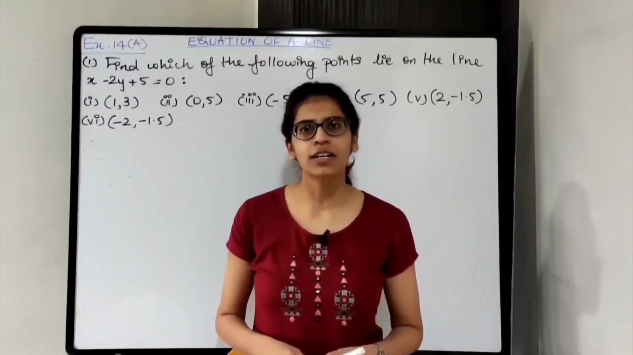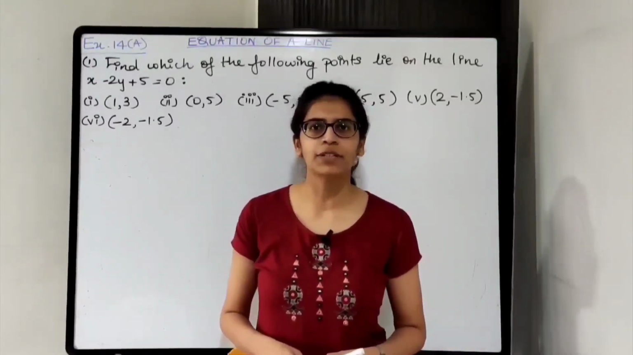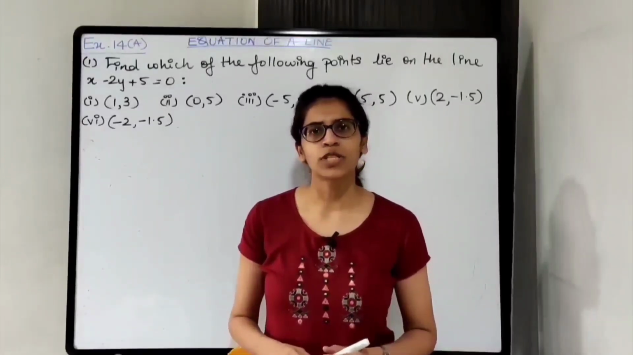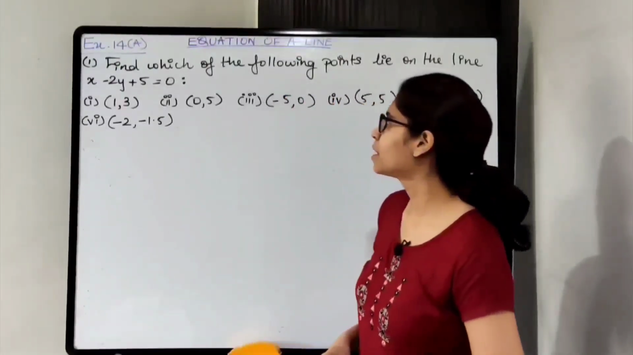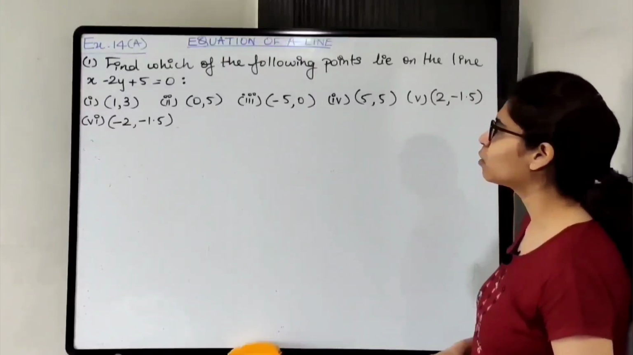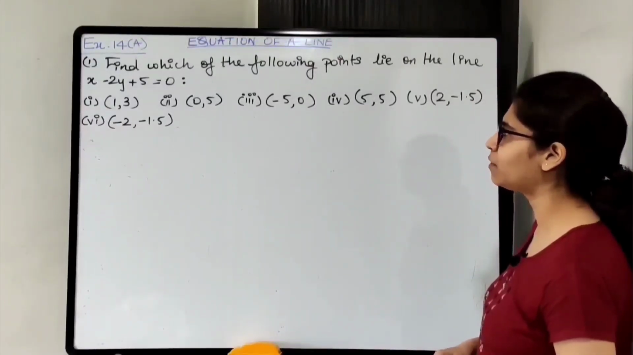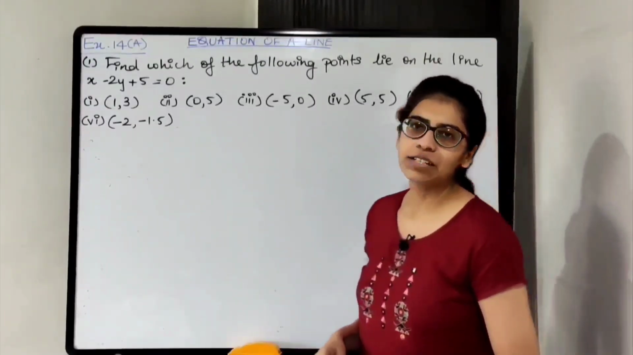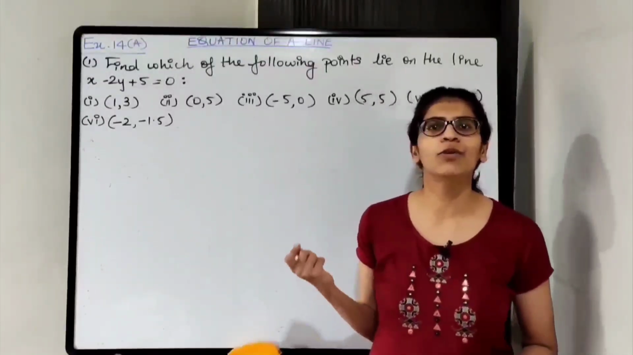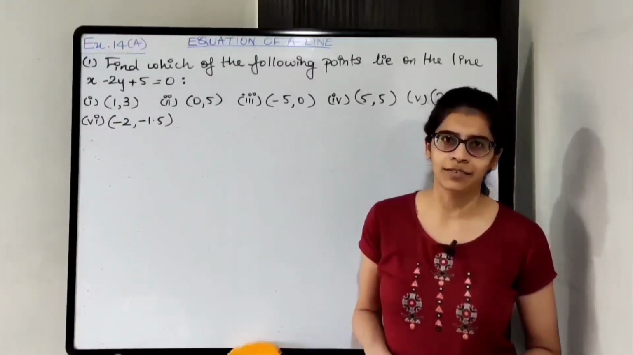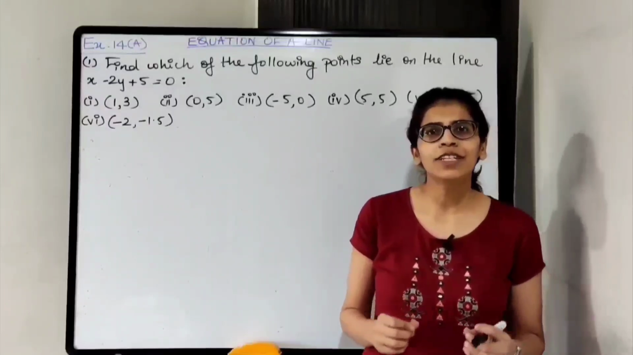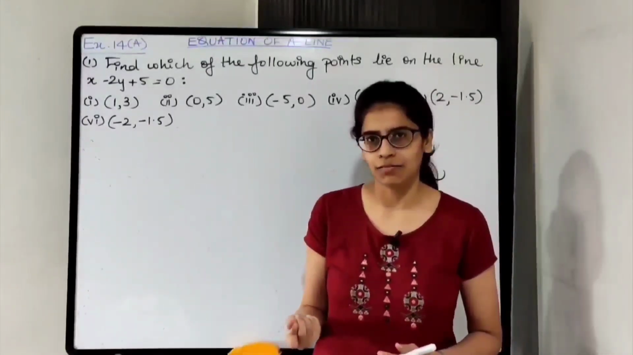In this video we'll start with exercise 14A from chapter Equation of a Line. So starting with question number 1. Find which of the following points lie on the line x minus 2y plus 5 equal to 0. There are 6 different points and the coordinates of the points are given. X and y coordinates are given. You have to find out if these points are lying on the line.